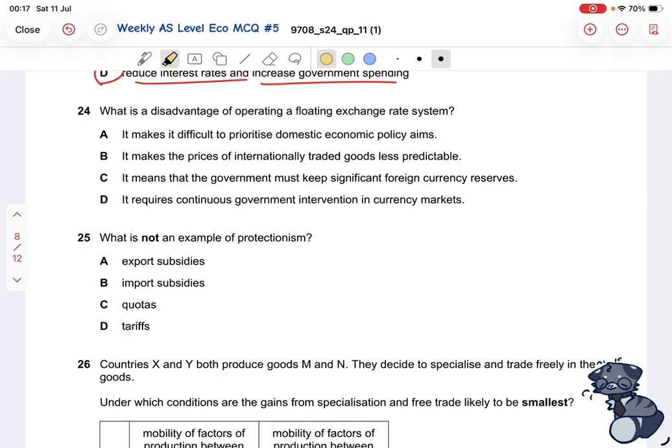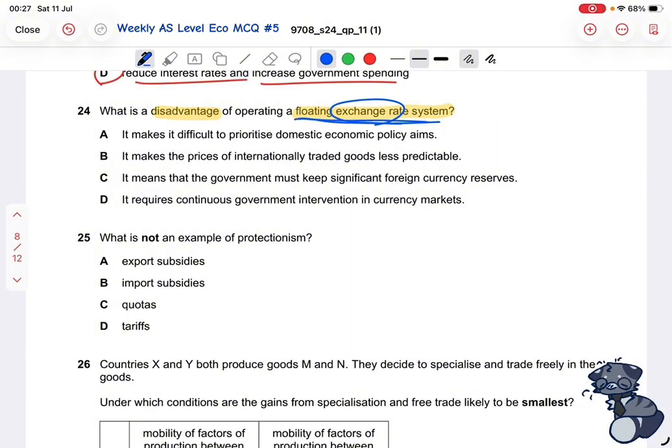Number 24. What is a disadvantage of operating a floating exchange rate system? What is a floating exchange rate system? Well, first of all, what is an exchange rate? An exchange rate is the price of a currency in terms of another currency.